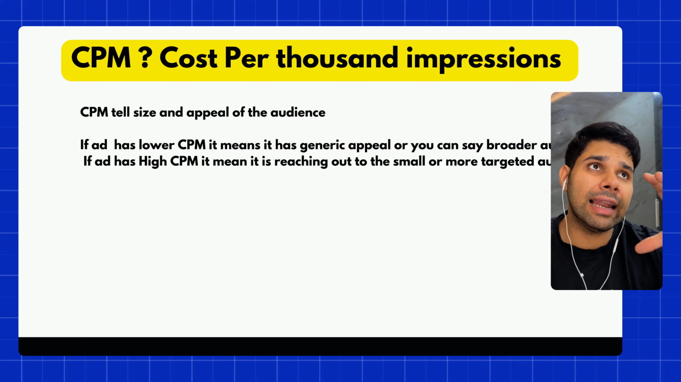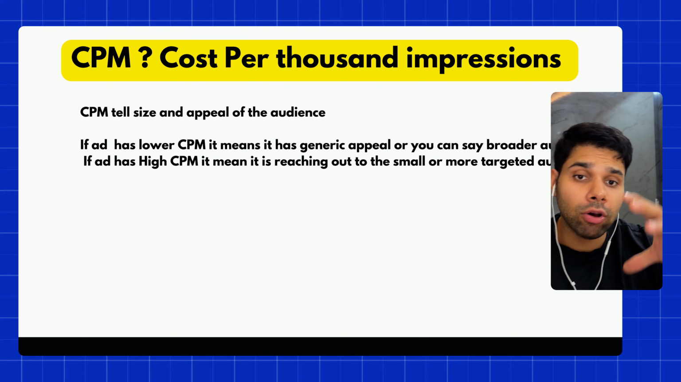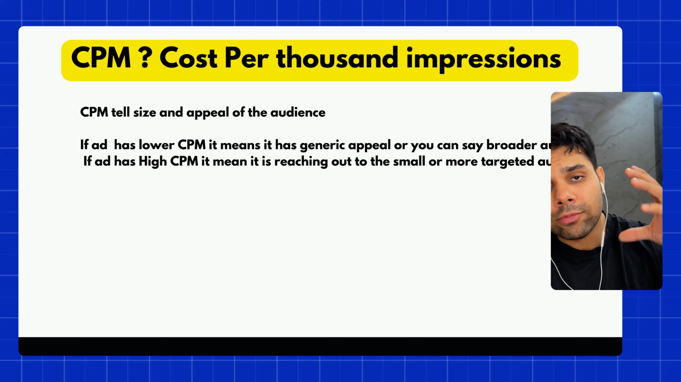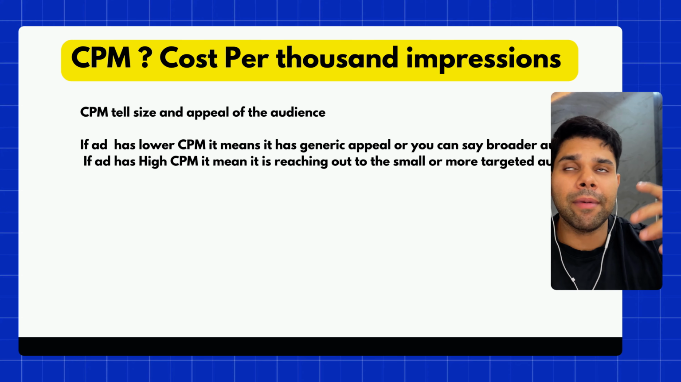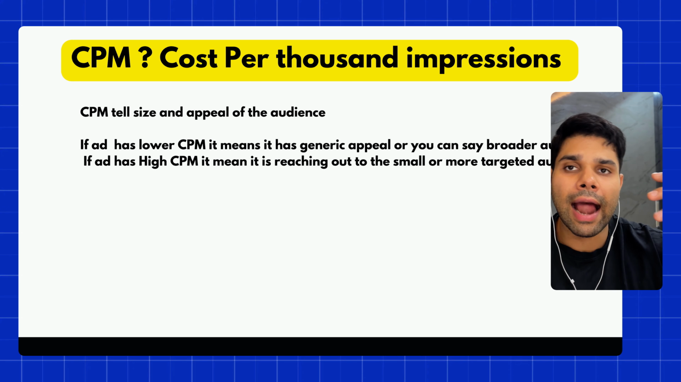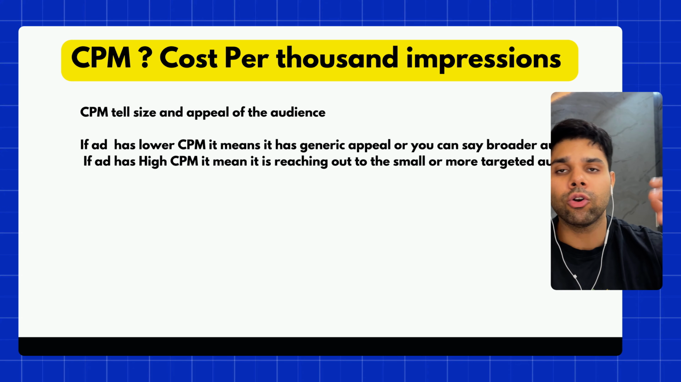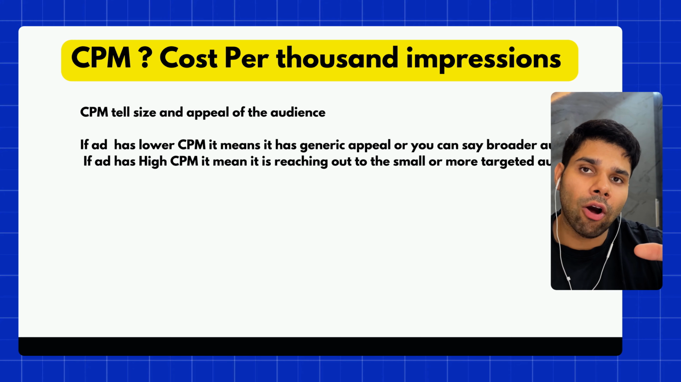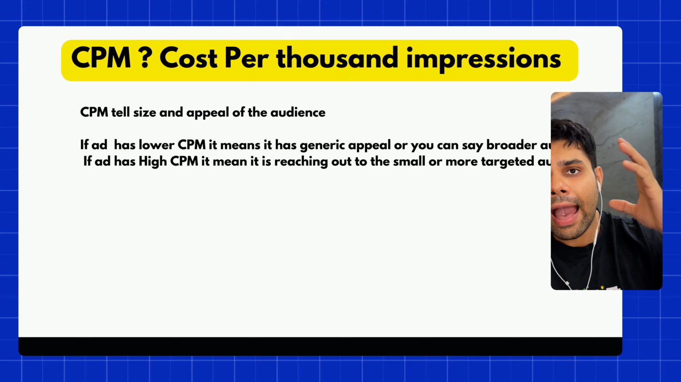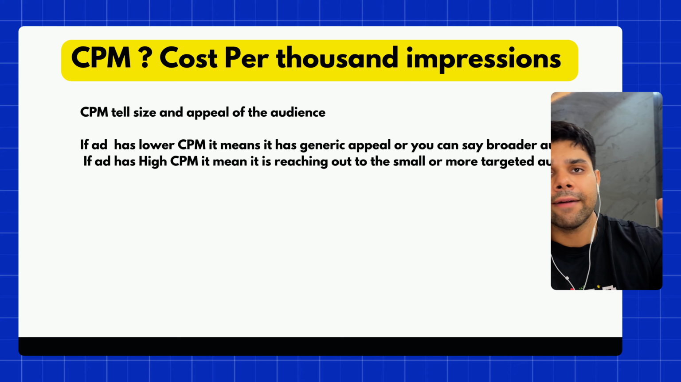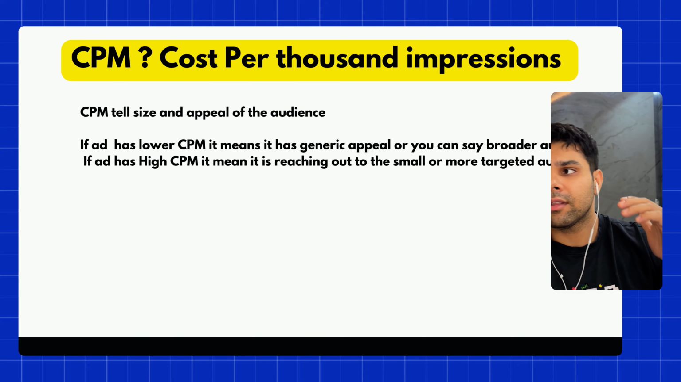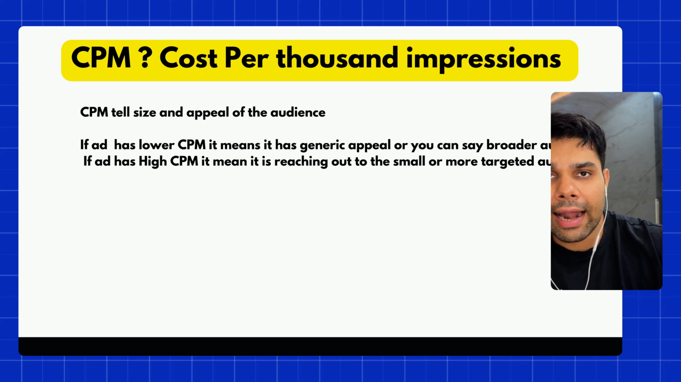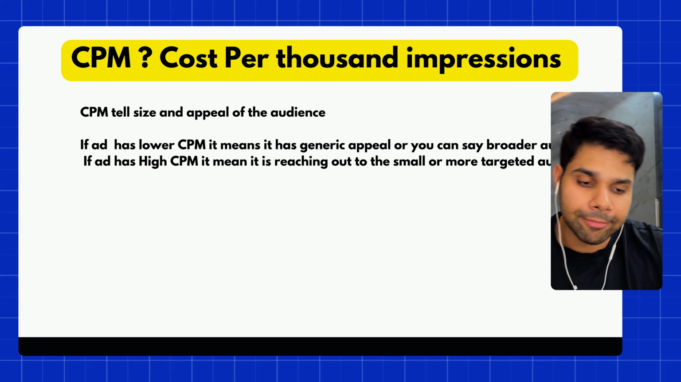Let's suppose you are selling something very niche specific, and obviously the CPM will be high because you are targeting a very small group of audience. It may be good for you. So don't think that if CPM is high, it is not a good ad. It means it is reaching the very specific targeted audience that you want to focus on. And if the CPM is low, it means it is reaching broader audiences, or you can say open targeting, or very generic appeal, right?